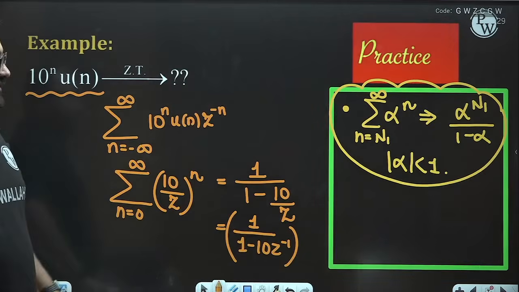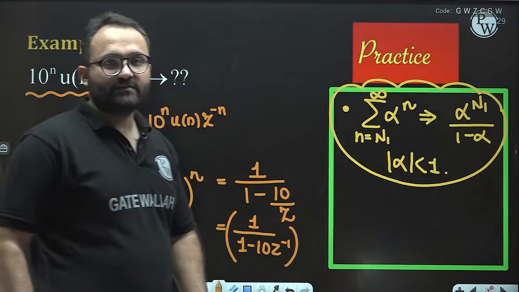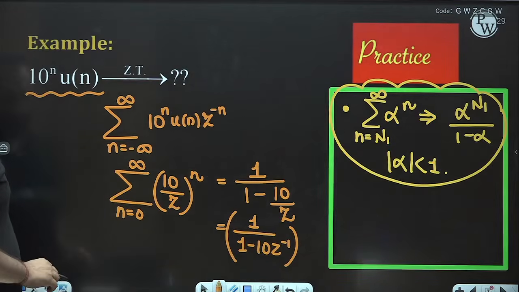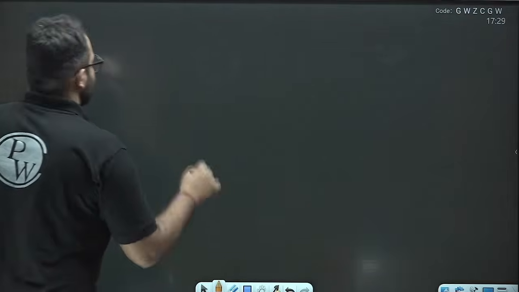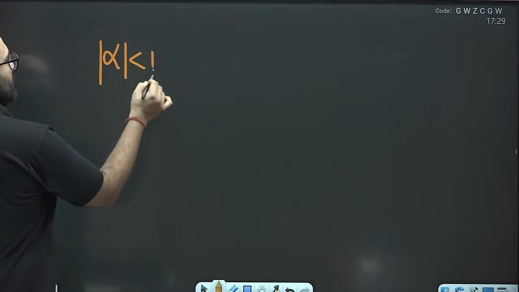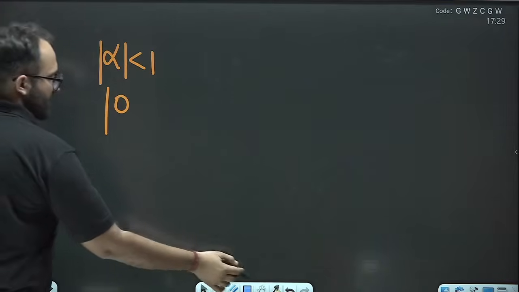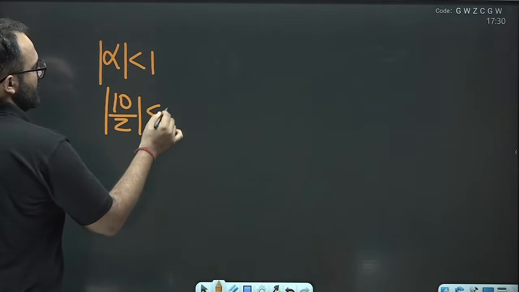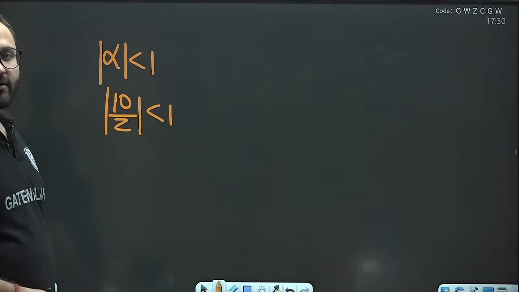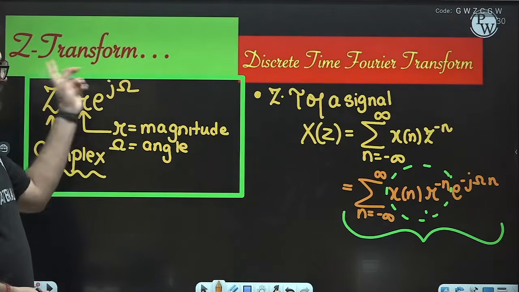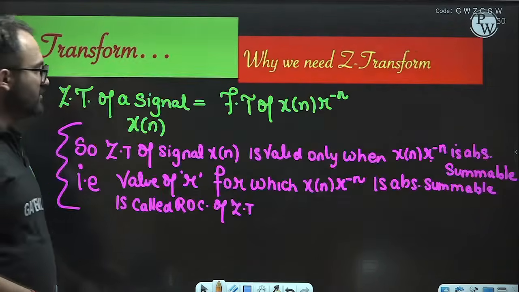But the condition is that the magnitude of alpha has to be less than 1. So let us put that condition here. The magnitude of alpha should be less than 1. So we can say that the magnitude of 10 upon Z should be less than 1. Now what is the magnitude of Z? Z is a complex number, right? The magnitude is R.